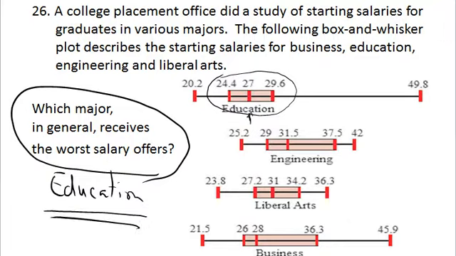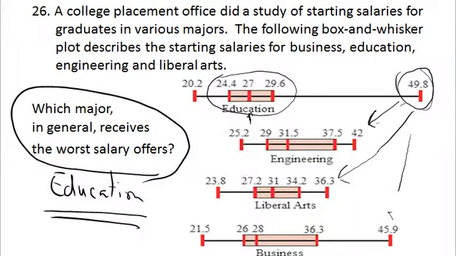Now, I'm not saying that it's absolutely true for every case, because as you can see, the max is actually 49.8, which is bigger than the max of every other one of them. So we're not saying that every single salary offer in education is worse than every single offer in engineering, liberal arts, and business. We're just saying that in general, that's true. And that's the power of the box and whisker plots, to make that kind of evaluation easy to do visually.